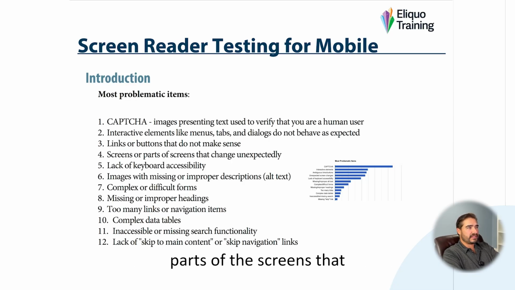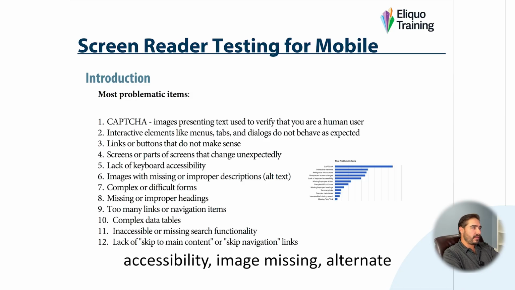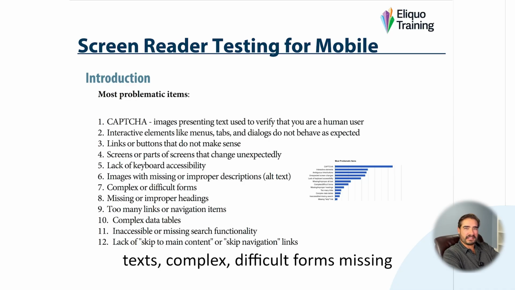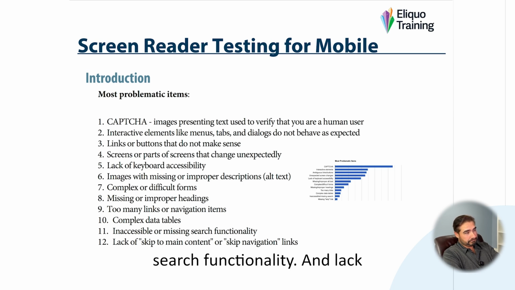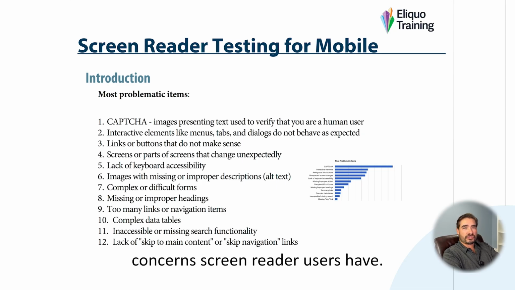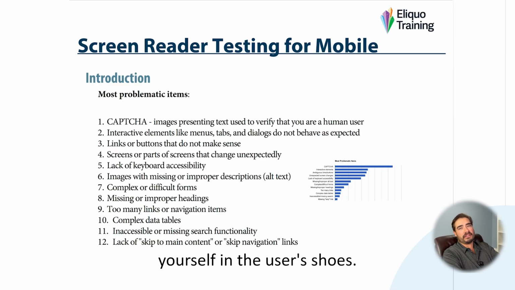Screens or parts of the screens that change unexpectedly. Lack of keyboard accessibility, image missing alternate text, complex, difficult forms, missing or improper headings, too many links on the page, complex data tables, inaccessible and missing search functionality, and lack of bypass blocks. Those are the 12 most common concerns screen reader users have. All this information is to help you put yourself in the user's shoes.